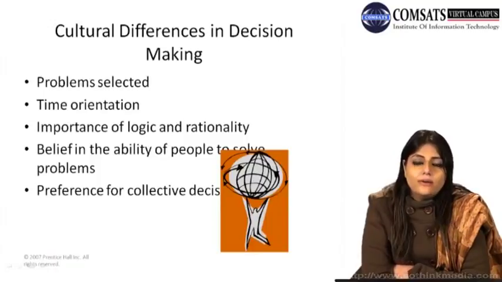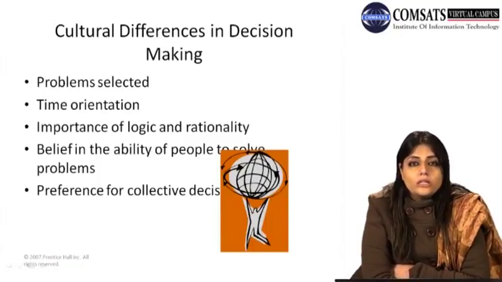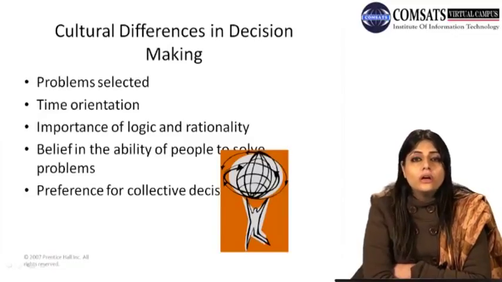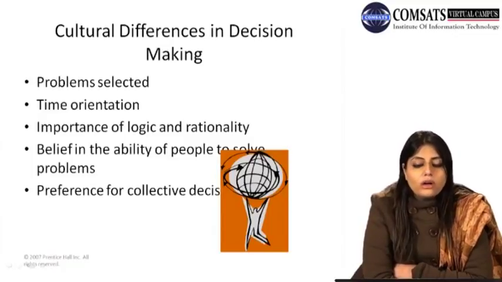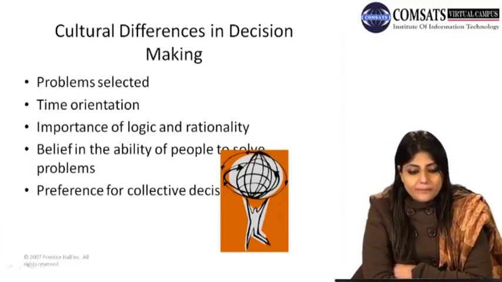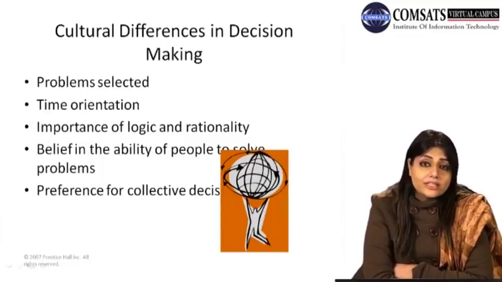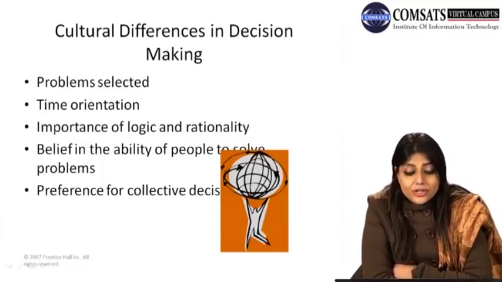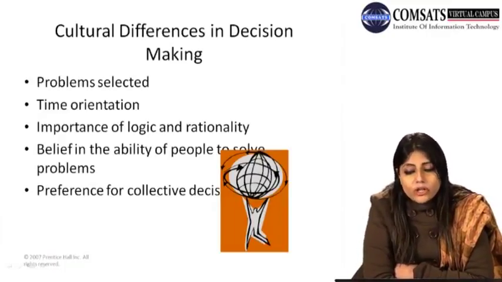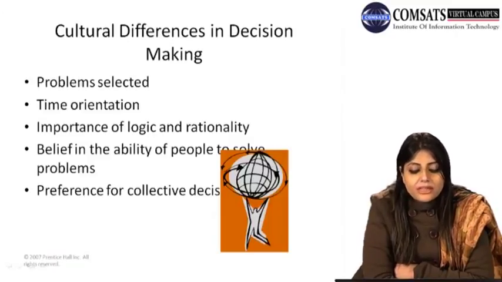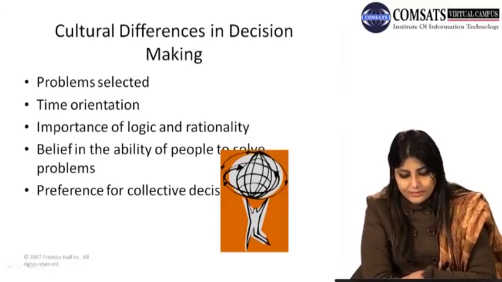We have studied this culture with respect to a number of areas in a number of discussions. So I will here just read this out for you, and I would require from you to do some brainstorming and see how culture is affecting decision making, such as the problems that are selected. With respect to different cultures, the difference can arise with respect to time orientation, importance of logic and rationality, belief in the ability of people to solve problems, and preference for collective decisions, right?